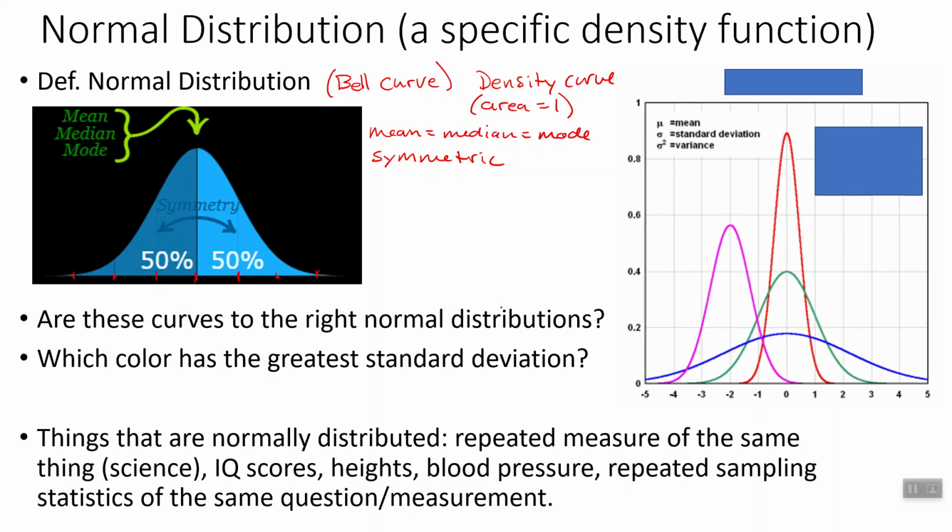All right. So these curves on the right over here, they are normal distributions. We've got a blue one, a green one, a red one, and a pink one. Which of these colors do you think has the greatest standard deviation, or which one is most spread out? All right, so spread has nothing to do with how tall it is. In fact, the red one here is going to be the least spread out. The most spread out one is going to be the blue. So the blue has the greatest standard deviation.